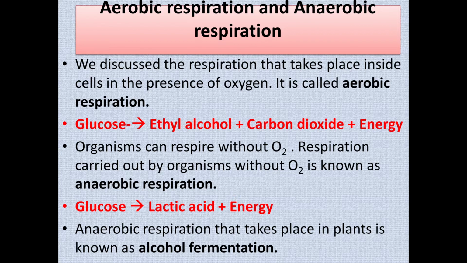Anaerobic respiration happens without oxygen. In plants, if anaerobic respiration occurs, glucose converts into ethyl alcohol, carbon dioxide and energy. In animals, if anaerobic respiration occurs, that means respiration without oxygen occurs in the cells, it produces lactic acid and energy. The anaerobic respiration that occurs in plants is called alcohol fermentation. You know, people produce alcohol by using yeast, a kind of microorganism. Here the anaerobic respiration takes place, and we call it alcohol fermentation.